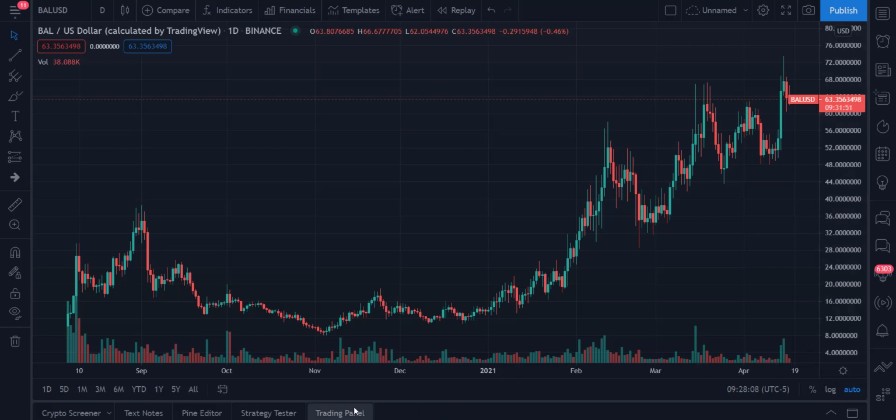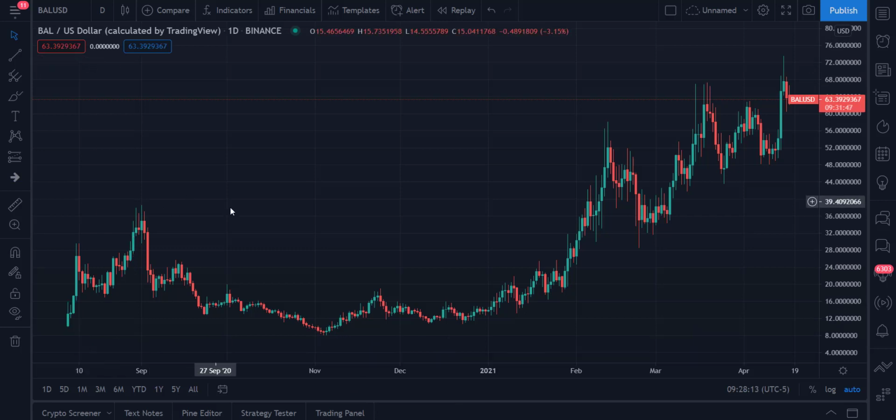But let's dive in. So I like to get rid of the volume, and you can see where Balancer has been. Balancer allows you to create these balanced pools, and so it's actually quite useful in the decentralized finance world. And they released this token, right? And I've got pricing back to last August of 2020.